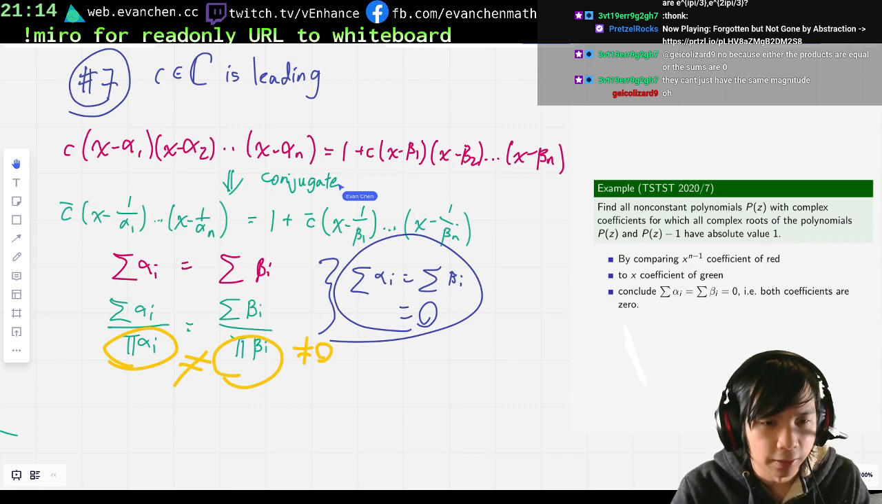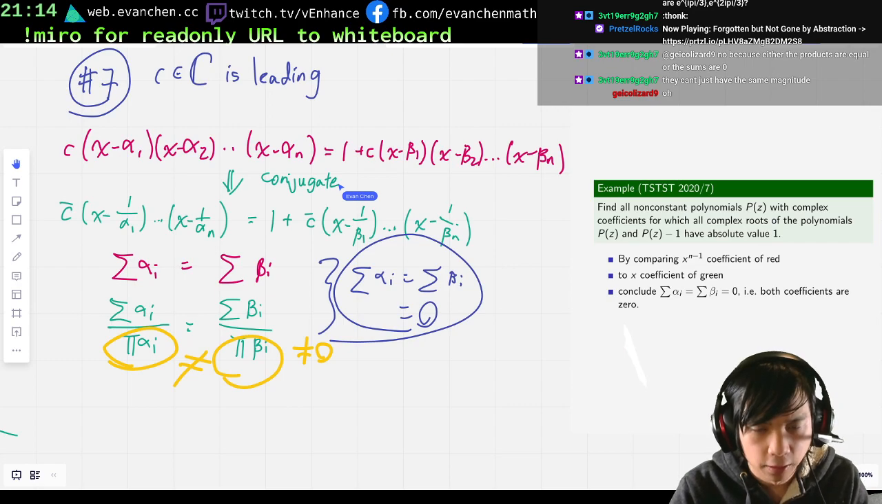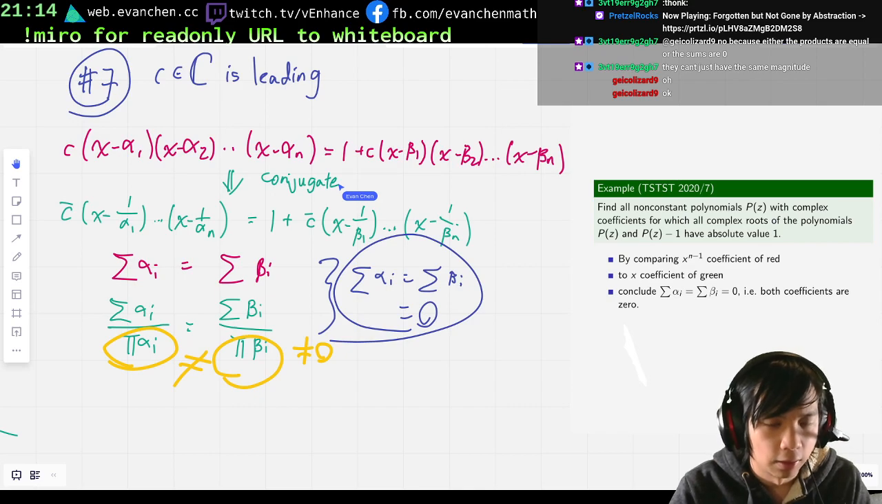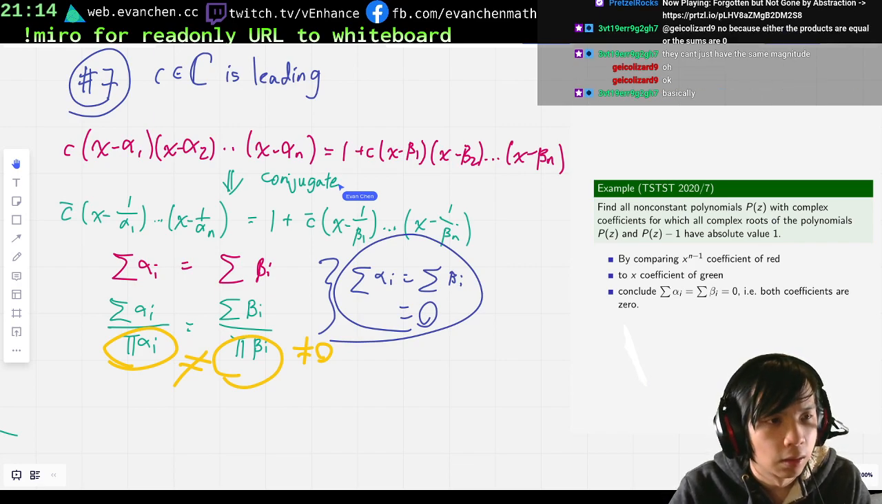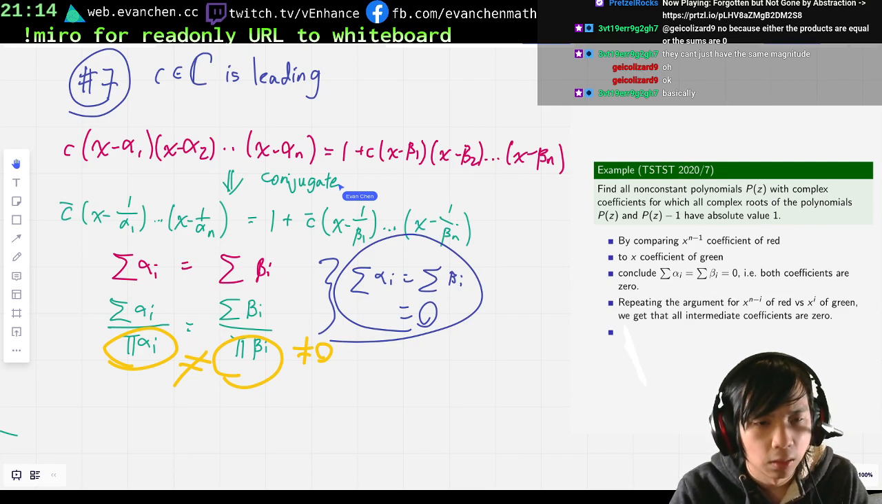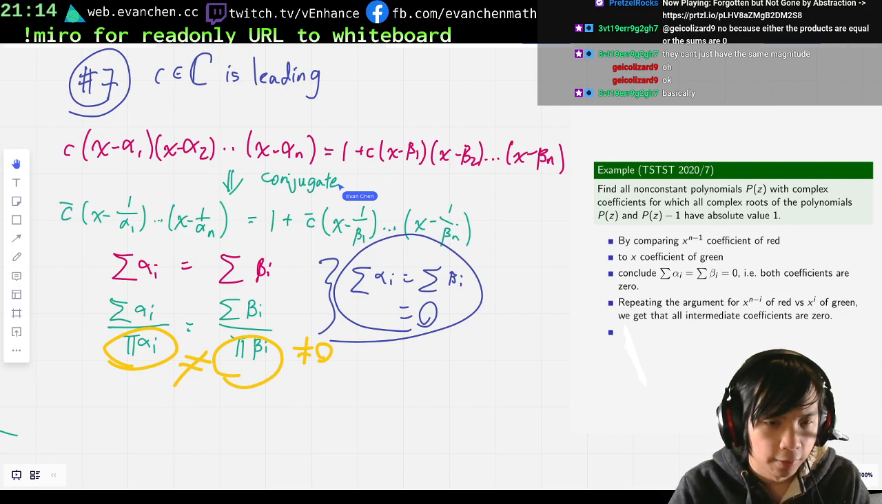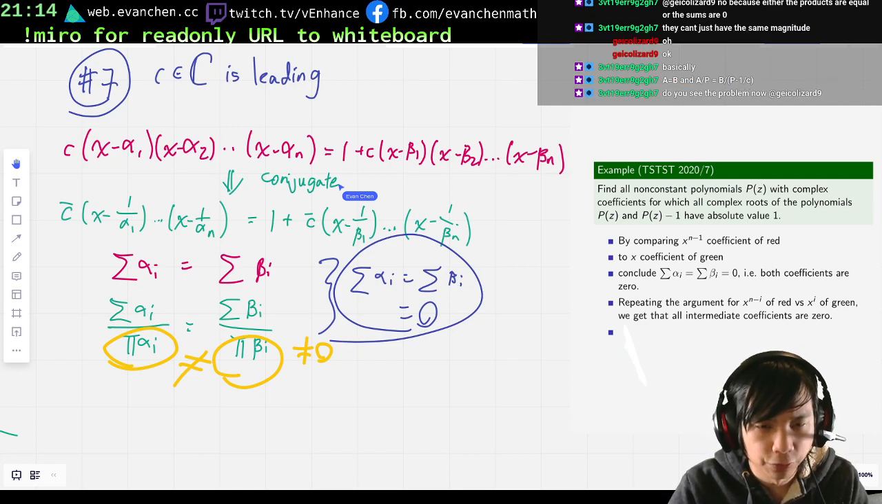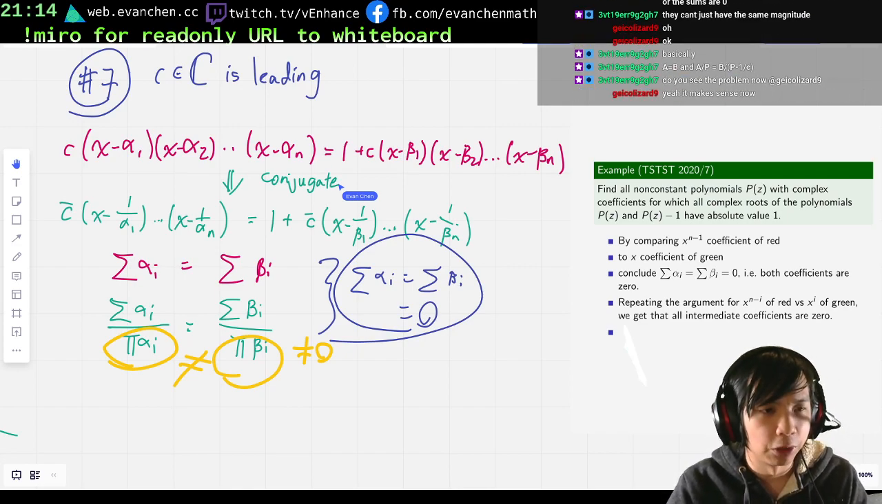Okay, so repeating the same argument for x to the n minus i of red versus x to the i of green, we get that all intermediate coefficients are 0. And hence, p has to have a very specific form. P has to be lambda x to the n plus mu for some complex numbers lambda and mu.